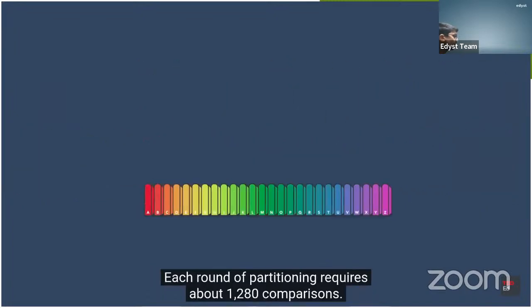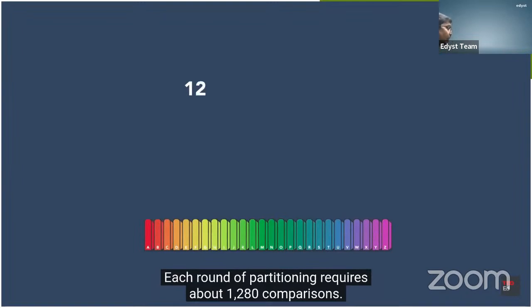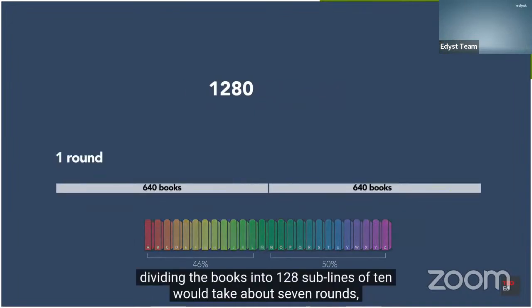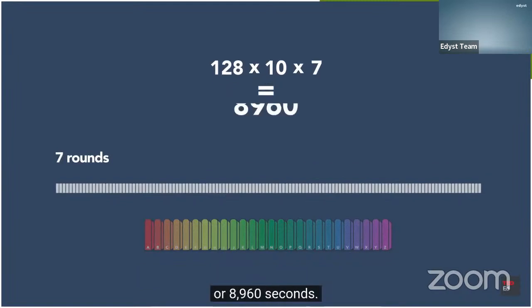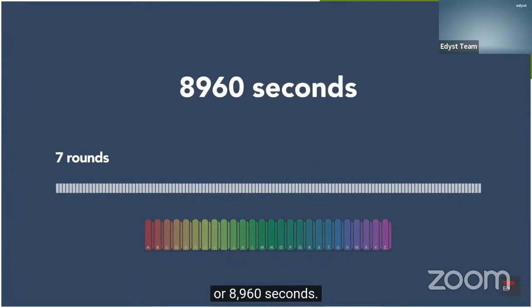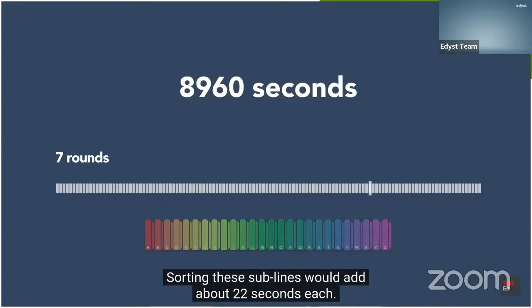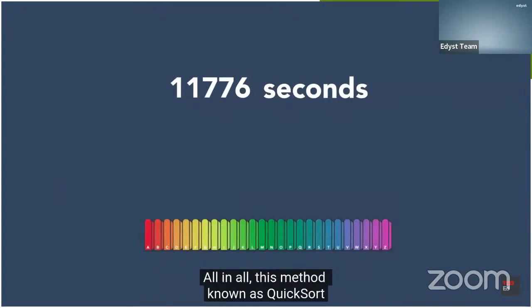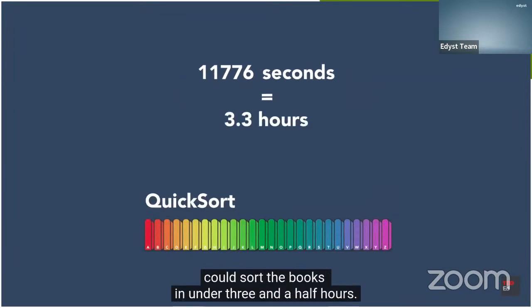Each round of partitioning requires about 1,280 comparisons. If your partitions are pretty balanced, dividing the books into 128 sublines of 10 would take about 7 rounds, or 8,960 seconds. Sorting these sublines would add about 22 seconds each. All in all, this method, known as quicksort, could sort the books in under 3.5 hours.